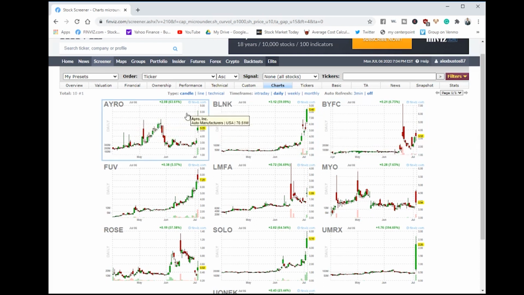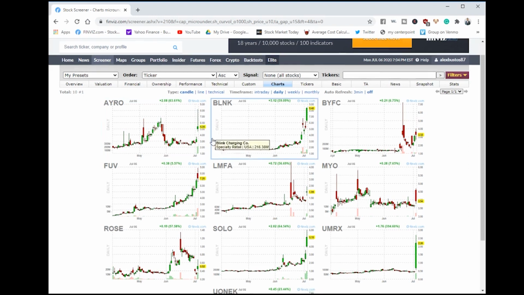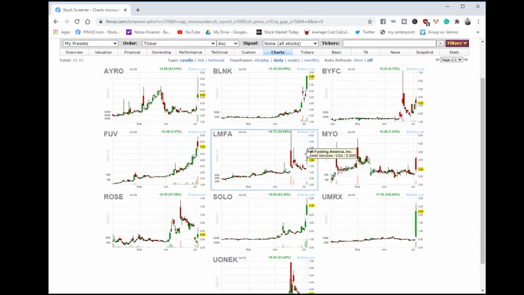BYFC. You see the difference here? It's only up from 2 to 3. It's up 3 days, right? But it's only up $1 a share. Not significant. AYRO, 63%, but it gave away all its gains today. If it closed up here, it'd be a whole different story.